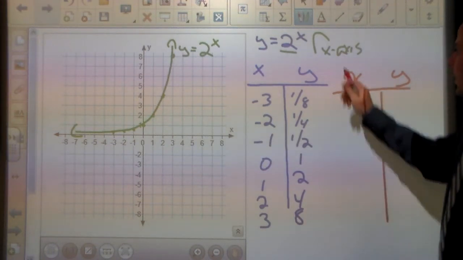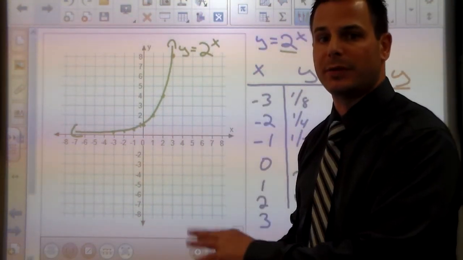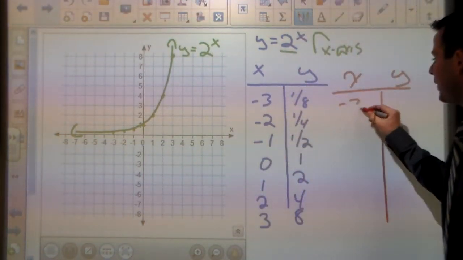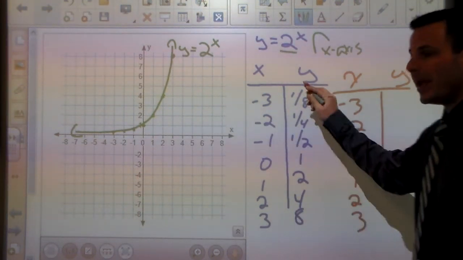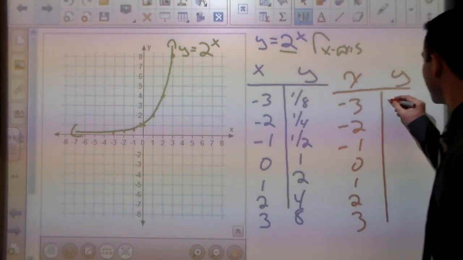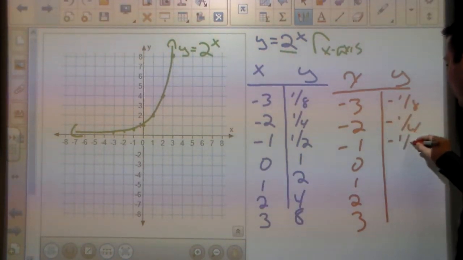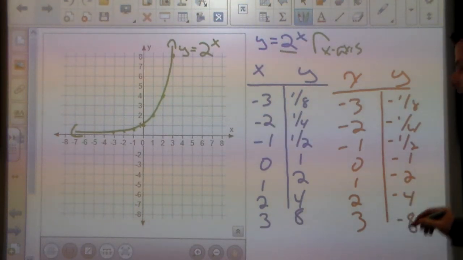The table of values, since you're reflecting over the x, and again, if you're unfamiliar with the rules, go back to the transformations of functions video, we're going to make the y value the opposite sign. So we can just copy these x values over again, but make the y values the opposite sign. -1/8, -1/4, -1/2, -1, -2, -4, and -8.